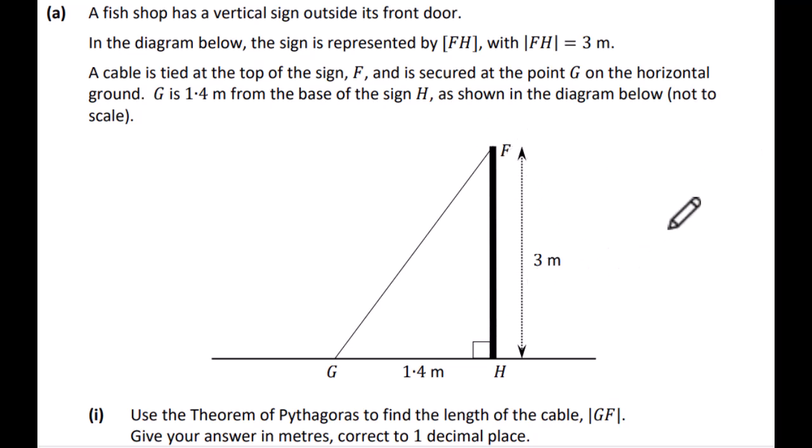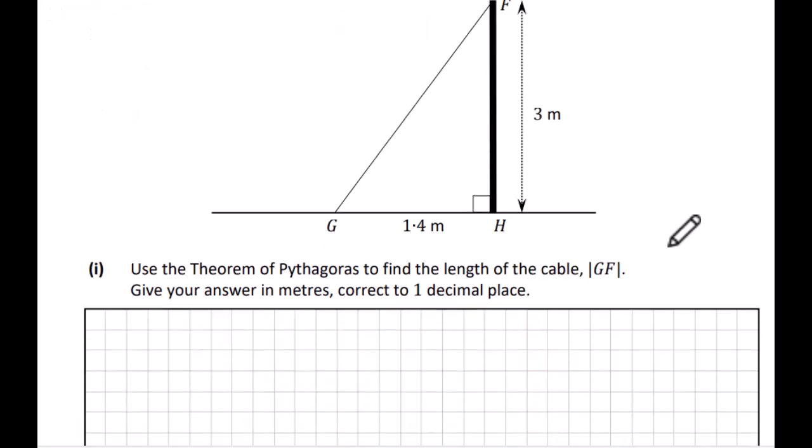A cable is tied at the top of the sign and is secured at a point G on the horizontal ground. G is 1.4 meters from the base of the sign H, as shown in the diagram below, which is not to scale. Use the theorem of Pythagoras to find the length of the cable GF. Give your answer in meters correct to one decimal place. So we've got to use Pythagoras' theorem.